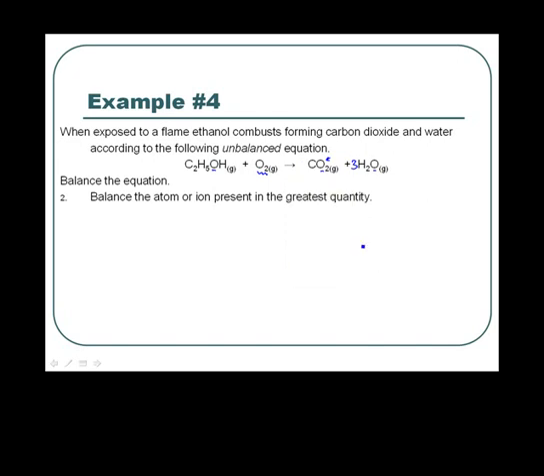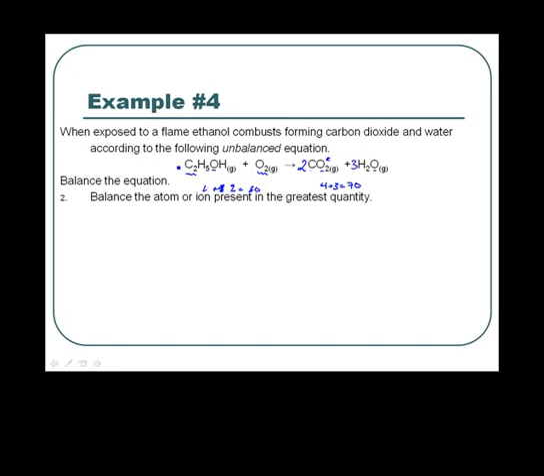So the next thing we're going to balance is our carbons. There are 2 carbons on our reactant side, only 1 on our product side, so we'll put a 2 in front of our carbon dioxide. So now our hydrogens are balanced, our carbons are balanced, and now we can worry about the oxygens. On the product side, we have 4 plus another 3, so we have 7 O's on the product side. On the reactant side, we have 3, or 1 plus 2.